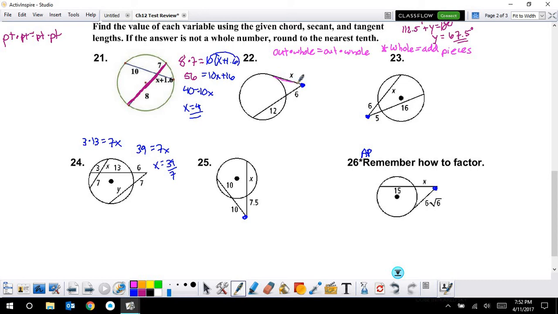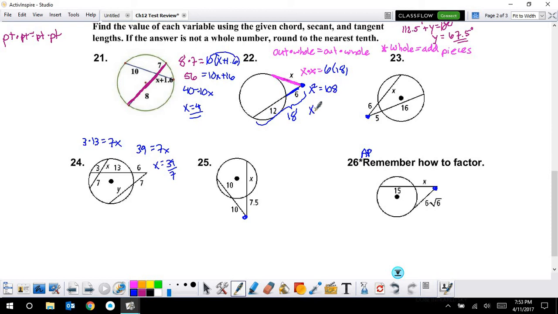So for the top segment here, this is a tangent. So the outside piece was labeled as x. Well, if you look, the whole segment was outside. So I've got x times x because it's not only the outside piece, it's the whole thing. The other segment, the outside piece is 6. The whole piece is going to be 18 when you add those. So you have x squared equals 108.